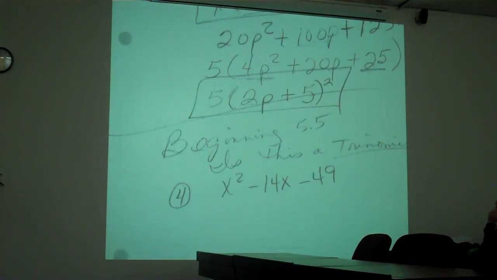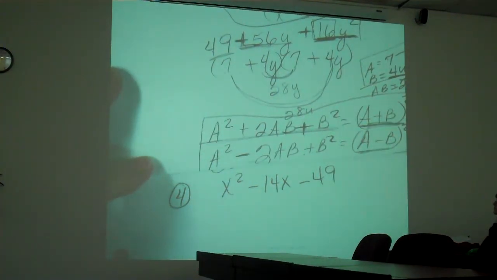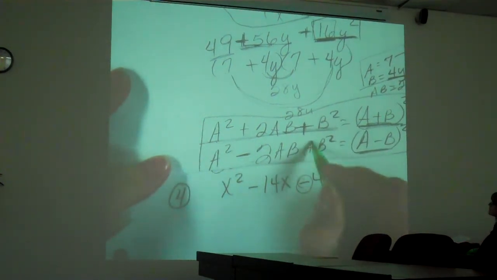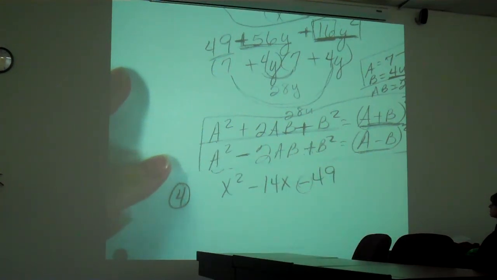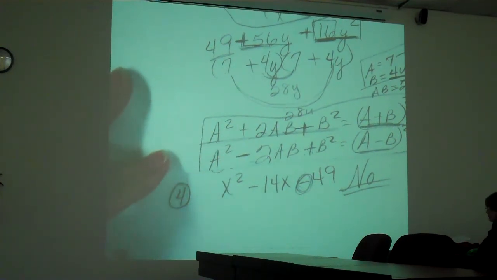Well, x squared is a perfect square, right? Yeah. And 49 is a perfect square. Okay. Does it look like either one of those, though? This minus right here messes it up. It has to be a positive here, because when you do the last times the last, it's always going to be a positive. So if you see a negative right here, it's not a trinomial square. That doesn't mean it can't be factored in some way. It's just not going to be a perfect trinomial square.